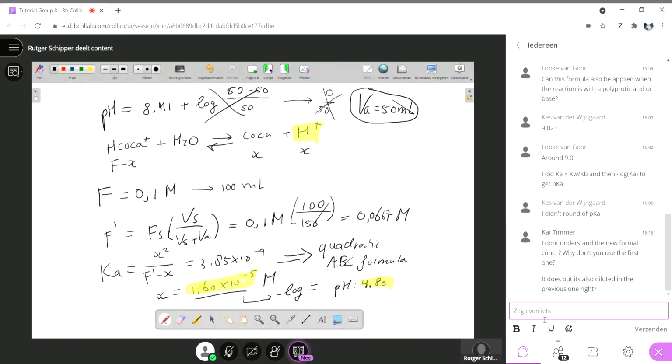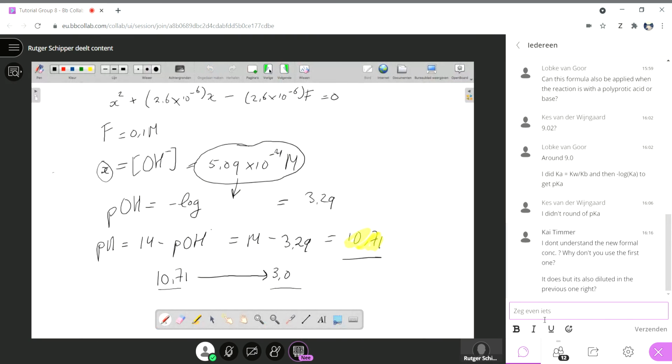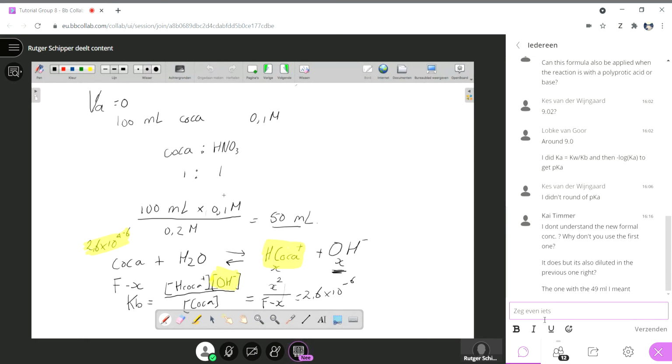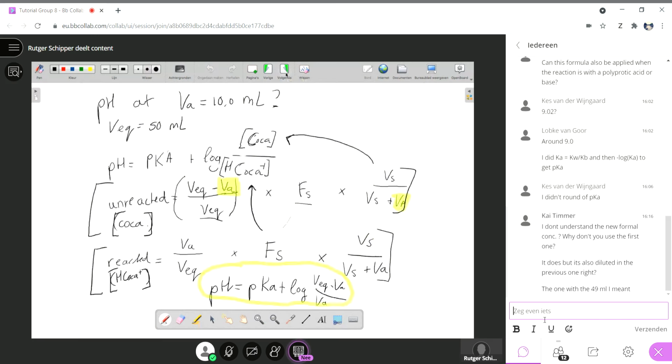So let's look at the first one. The first one was to calculate the pH when we added 0 milliliters of nitric acid. So the system still has 100 milliliters of cocaine. To calculate this point, we use the formal concentration of 0.1. But now we have to correct for the dilution factor for it.